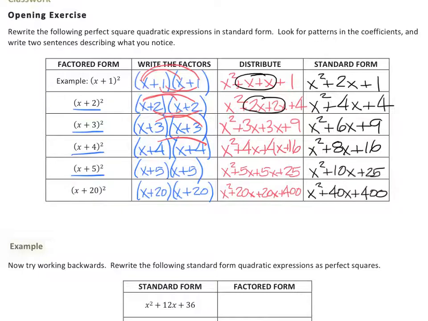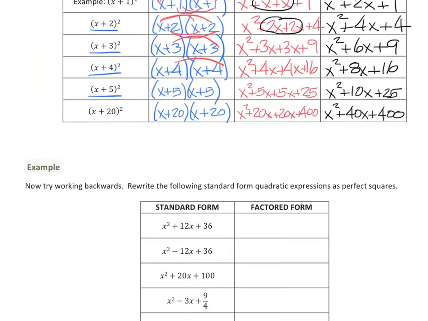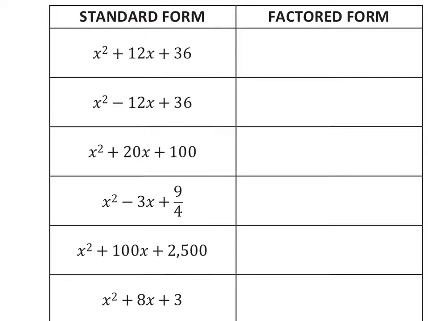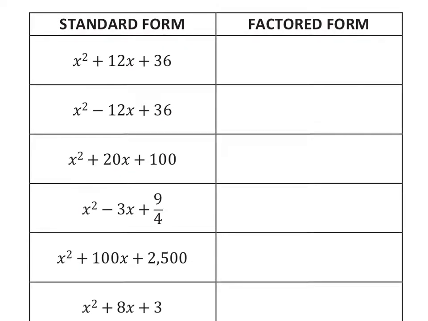So with those patterns, we should be able to reverse those patterns and go backwards. We'll go backwards down here. So we're going to start with the standard form and try to take it all the way back to the factored form. I'm going to change my marker to a different shade of blue. There we go.